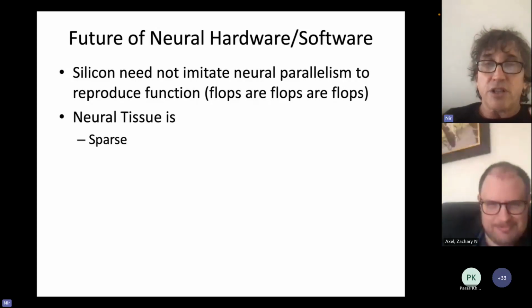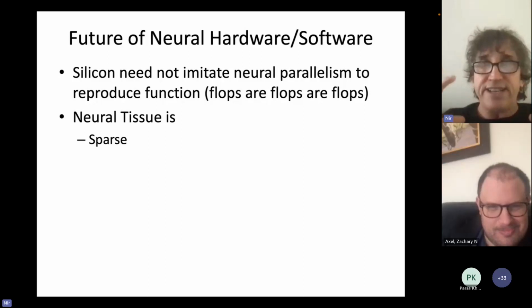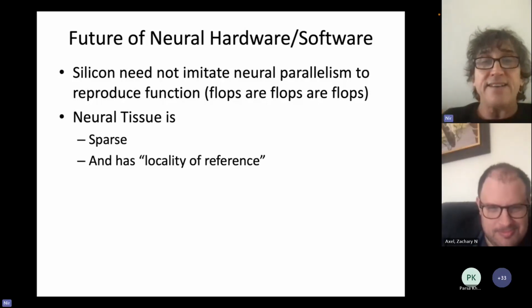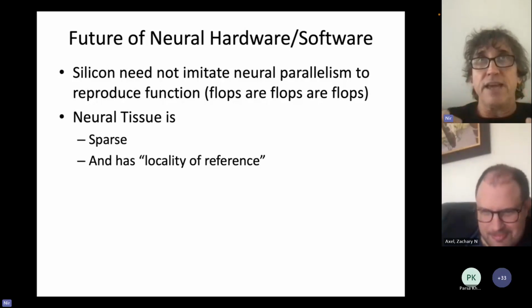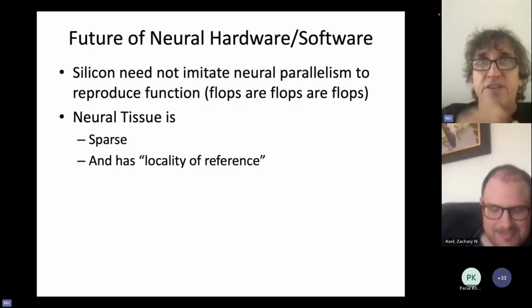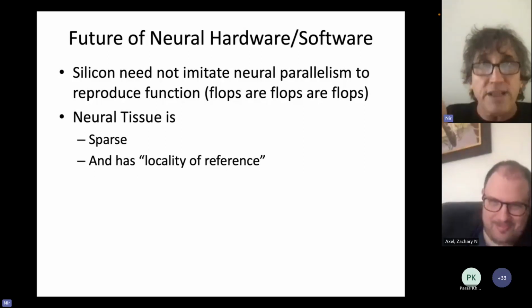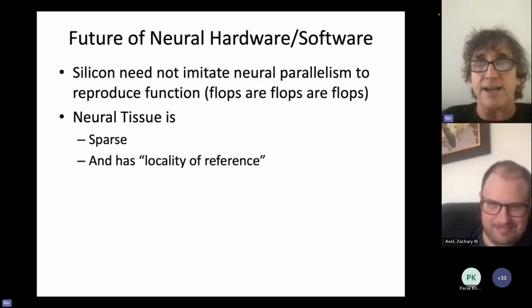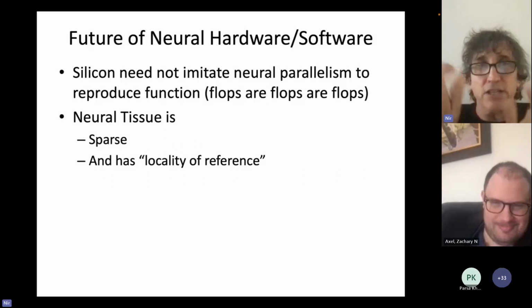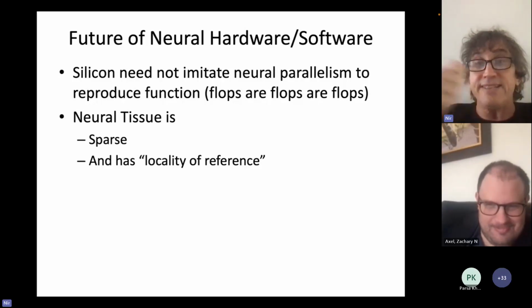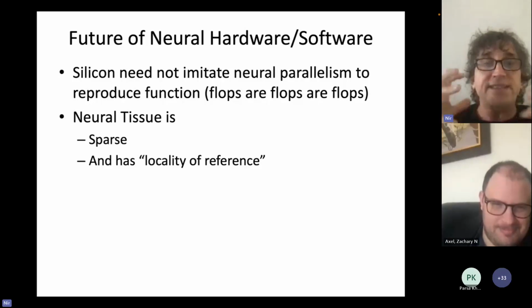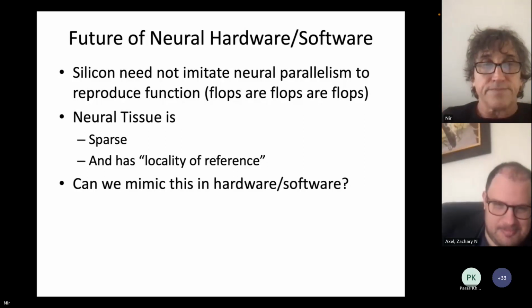What we need to learn from neural tissue are two things. One is that even though it looks very dense in volume, it's actually very sparse in the computation. And it has locality of reference. When a neuron fires, its synapse fires into the neuron right next to it, and right next to it, and so on. So everything is very localized. I'm saving energy by being local, and I'm getting speed because I'm local. These things are really critical.